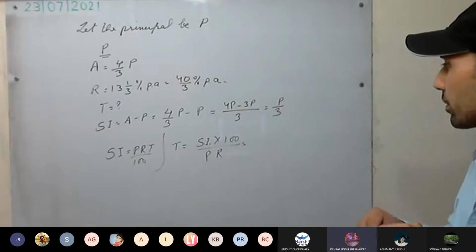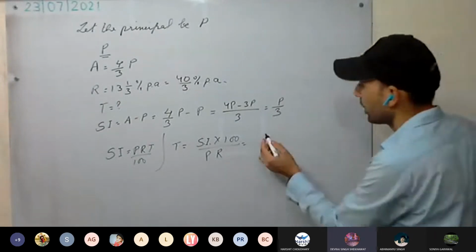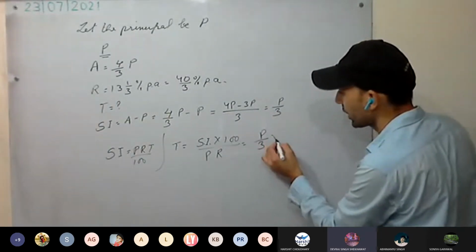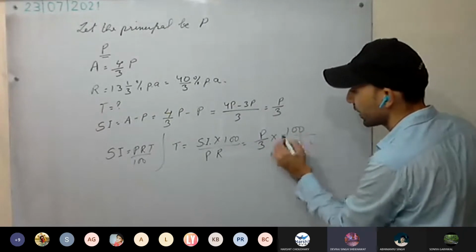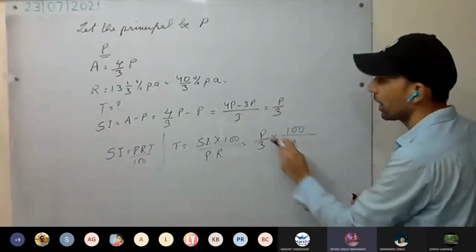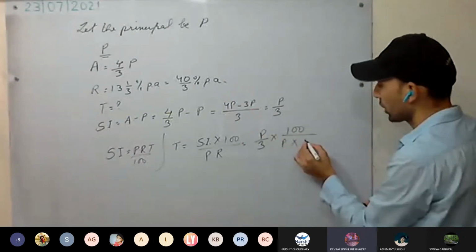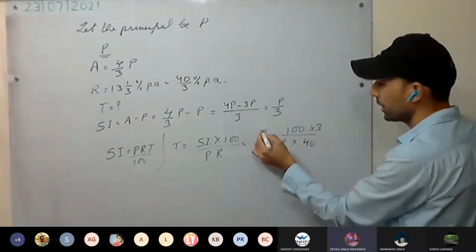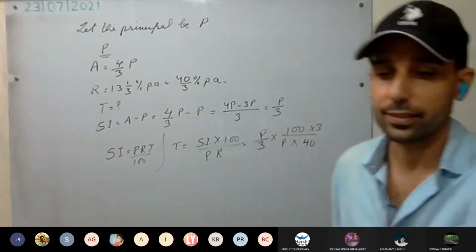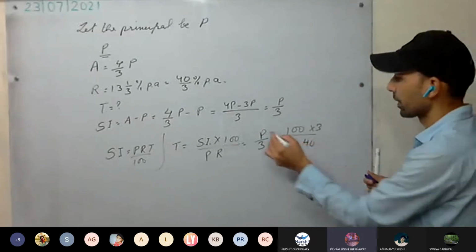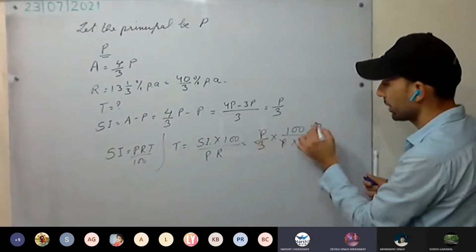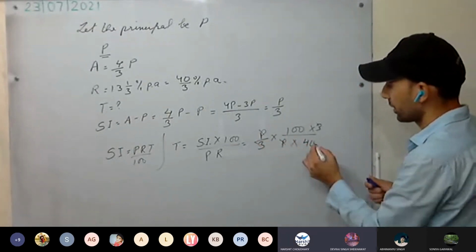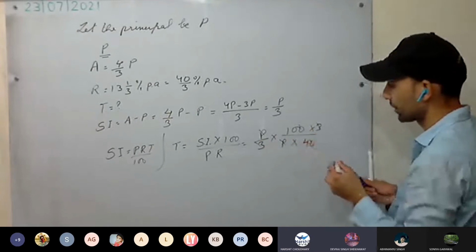P upon 3 into 100 divided by P into R is how much? 40 upon 3. Okay, what all are getting cancelled? P and P, 3 and 3, 0 and 0.